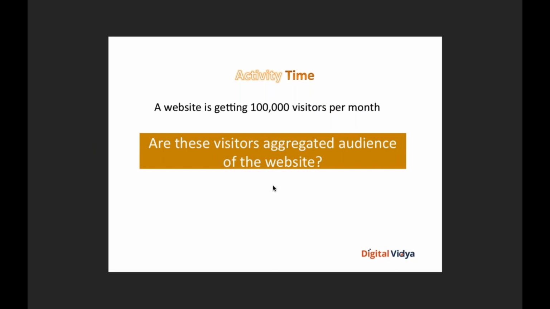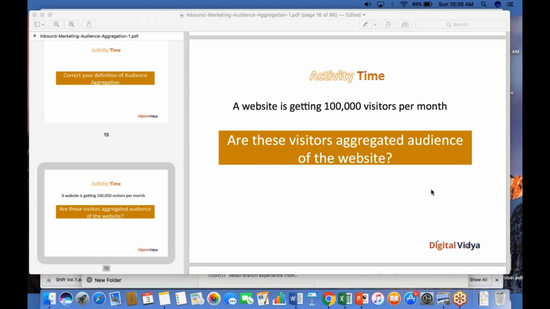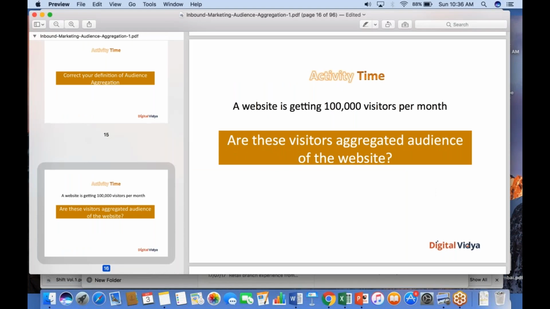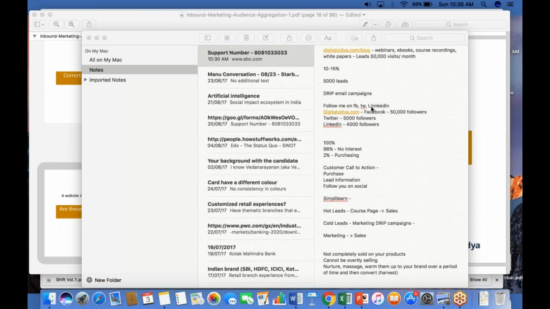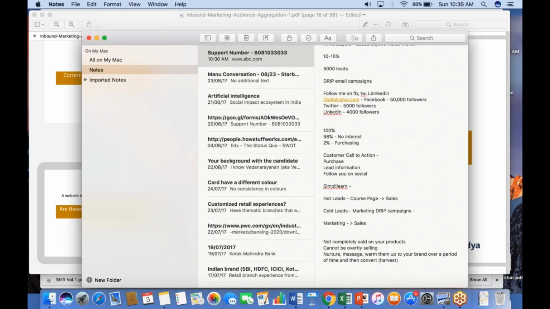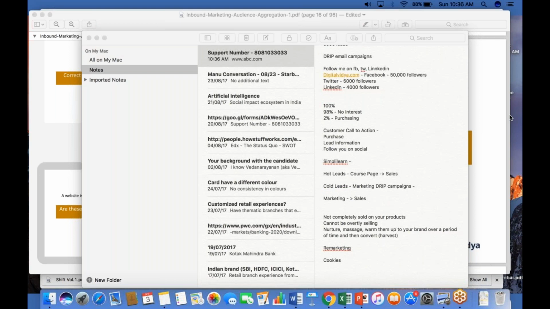Having said that, an argument can possibly be made that these could be aggregated audiences because of the rise of this new concept which is known as remarketing. How many of you have heard of remarketing? And how many of you know what cookies mean? Yeah. So for the people who are unaware, let me just talk about it.